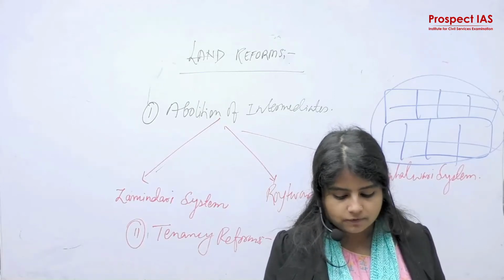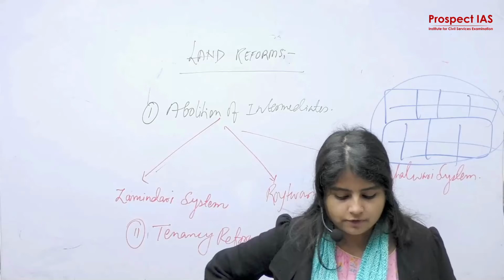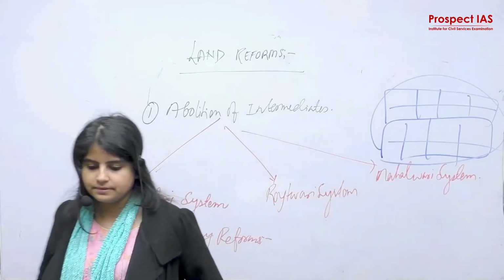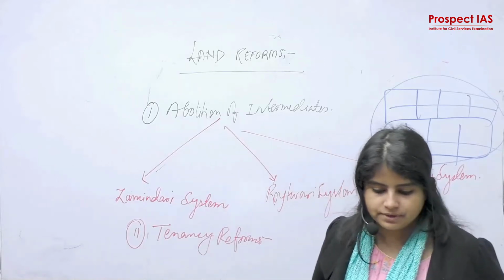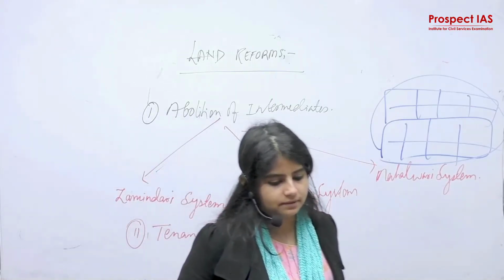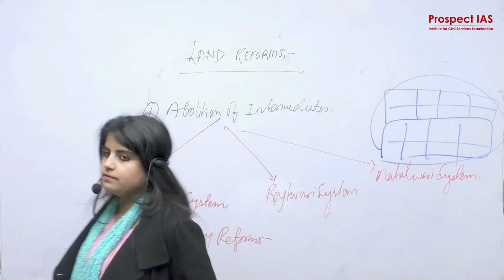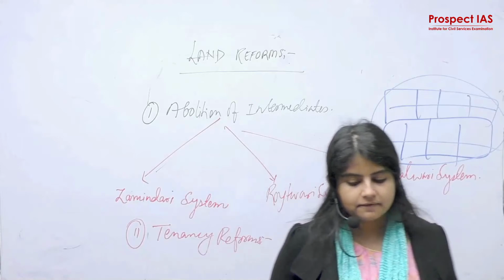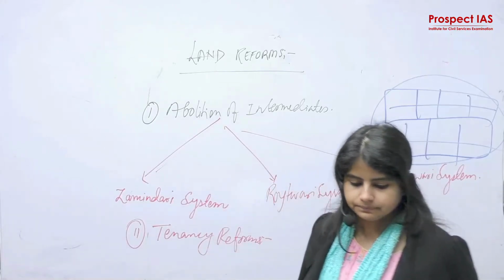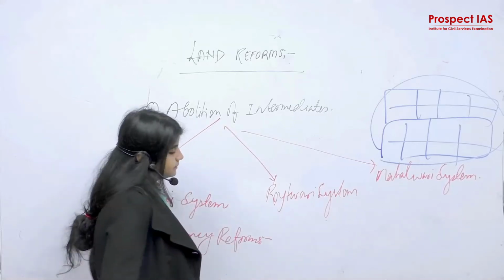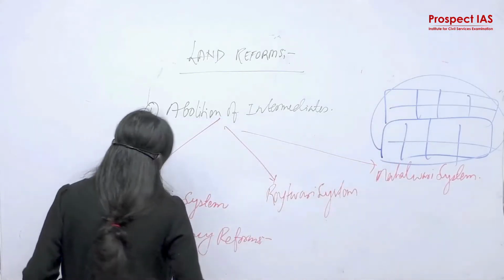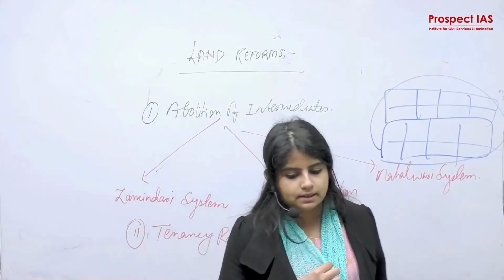So, in spite of giving full ownership, the state has achieved a few provisions: that all tenants have been given full security of tenure, without giving the owners the right of personal cultivation.